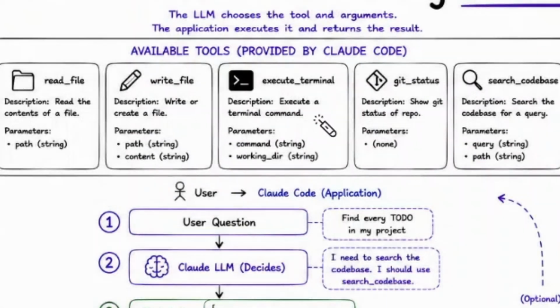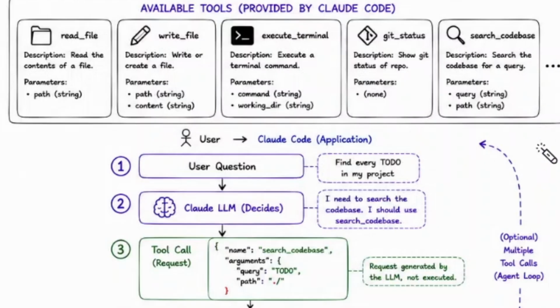Before you even type your first prompt, Claude Code already knows which tools are available. The application provides structured definitions describing each tool, its purpose, and the arguments it accepts. For example, there may be tools like read_file, write_file, execute_terminal, get_status, and search_codebase. Claude isn't discovering these capabilities by itself. The application explicitly tells the model what actions it is allowed to request and the exact structure those requests must follow.